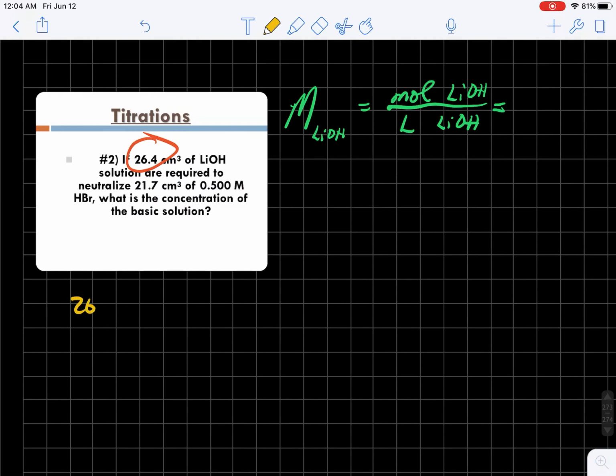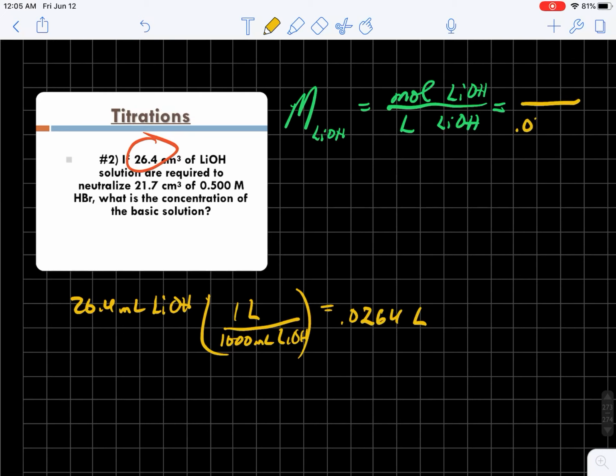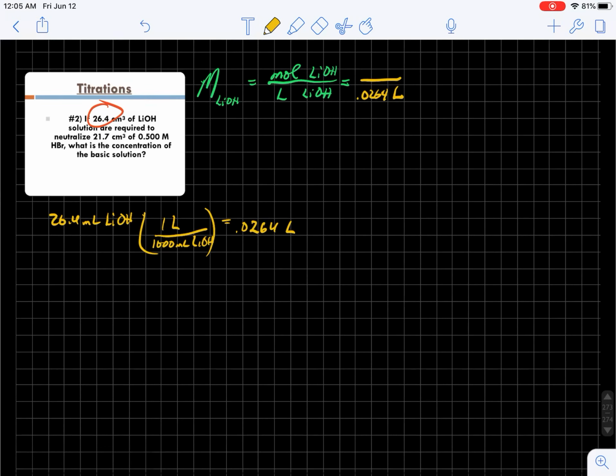26.4 milliliters of the base, so we can convert that to liters. So let's start there. 26.4 milliliters of lithium hydroxide. Convert it to liters. And it's 0.0264 liters. So we can substitute that in already. All right, so now we just need moles. In order to do this, we need a balanced equation. So we'll do lithium hydroxide plus hydrobromic acid produces water and a salt. And the salt is lithium bromide.